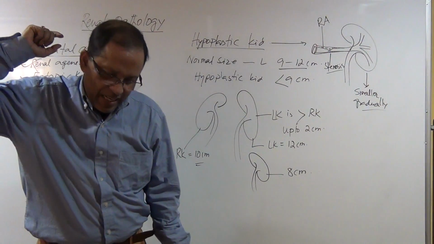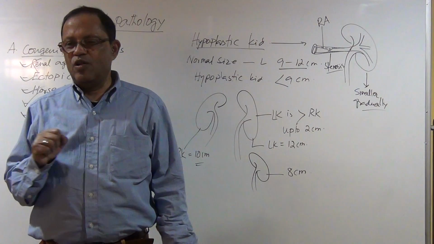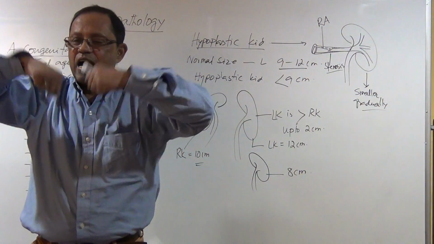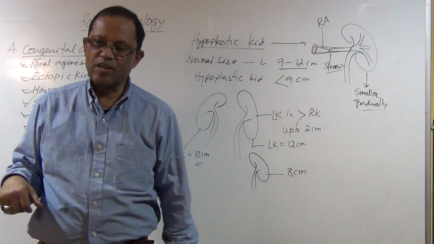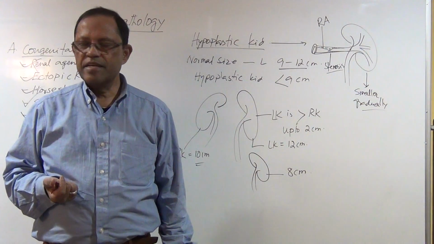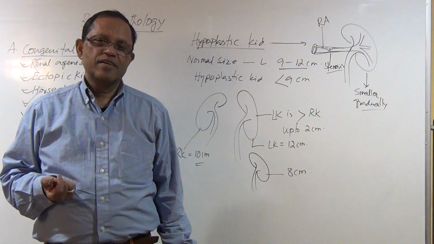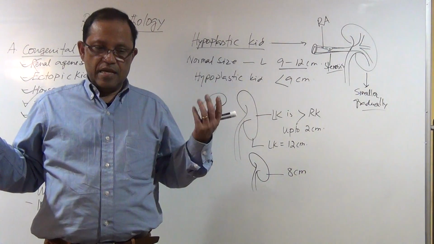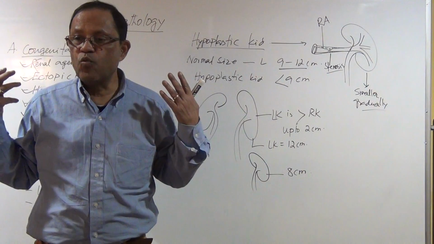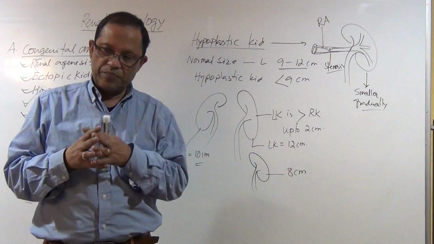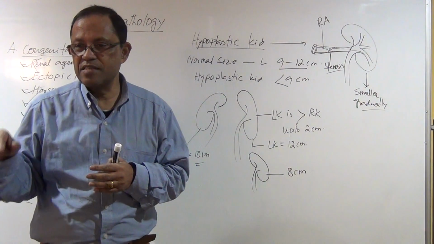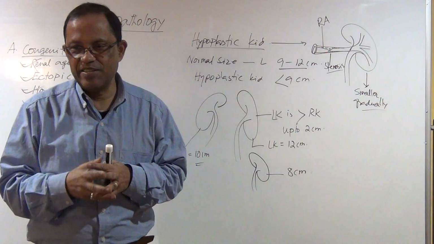But if the kidney is small and tons of work is imposed on the small kidney, what's going to happen to it? It may not compensate all the work. It may not accomplish all the work that a kidney needs to do. So then what's going to happen? The patient will develop signs and symptoms of renal failure.